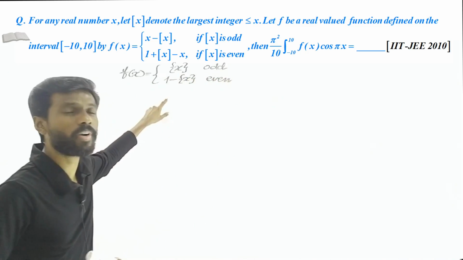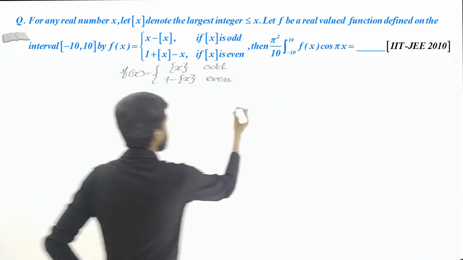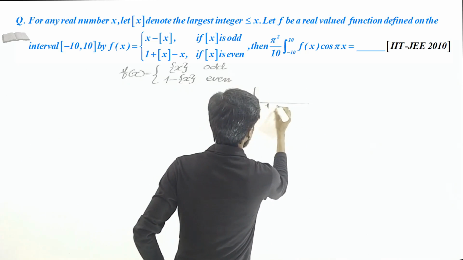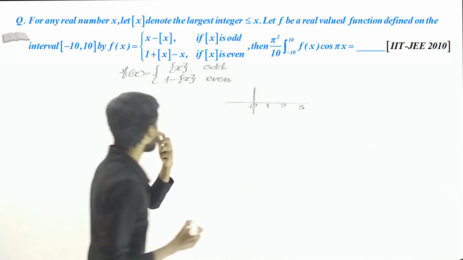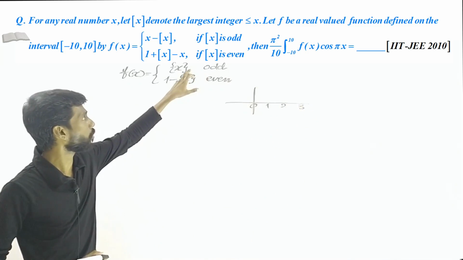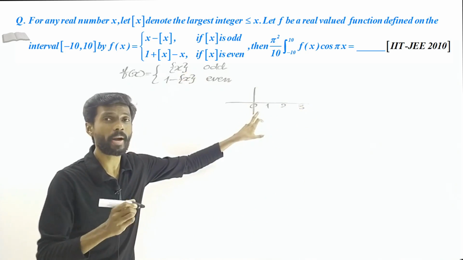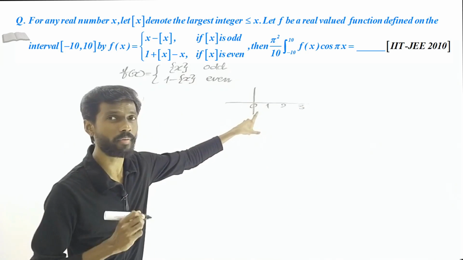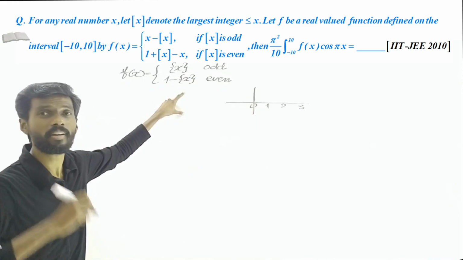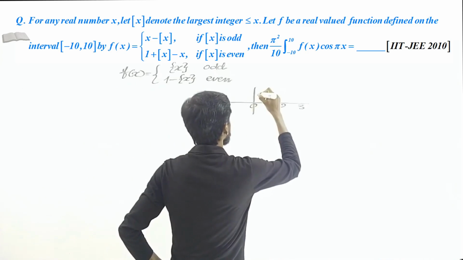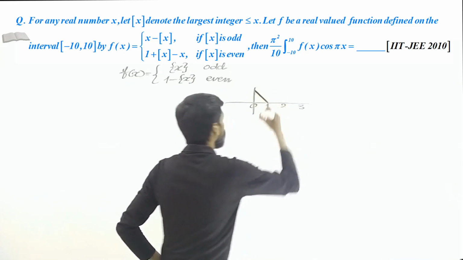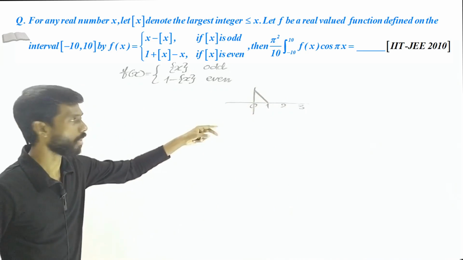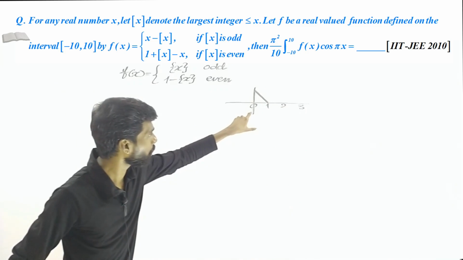Let us draw this function just to get an idea. So this graph will be something like this. So 0, 1, 2, 3, etc. Now for odd values, which means the integer part is odd. From 0 to 1, the integer part is 0, an even value. So for even value, it is 1 minus fractional part of x. So at 0 the value is 1, at 1 the value tends to 0. So this is between 0 and 1.